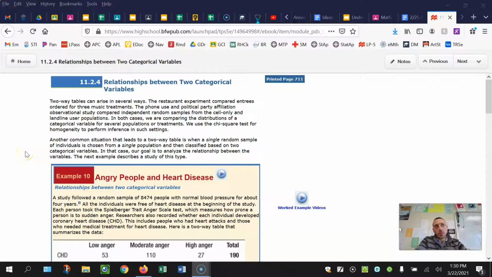So now we're going to transition from having one variable with multiple populations, two or more, to measuring the relationship between two categorical variables. And this gets into the idea of, are these variables independent or not? So this is going to be the chi-square test of independence.